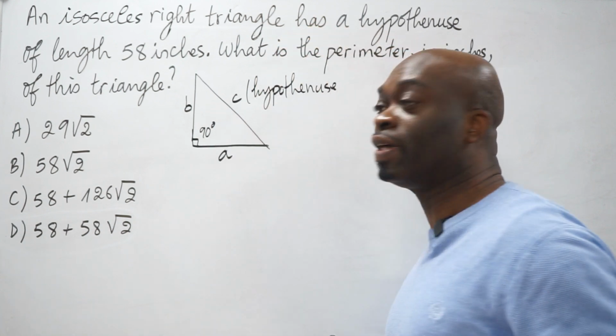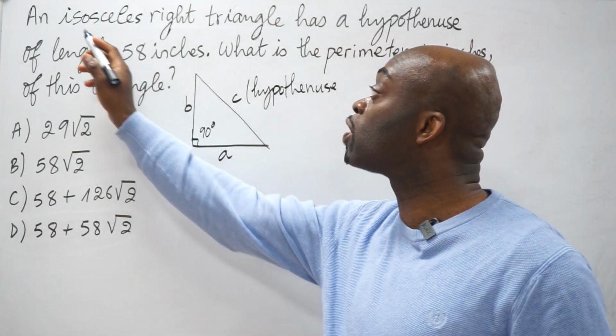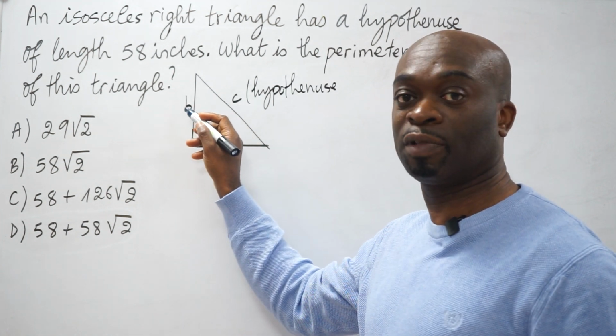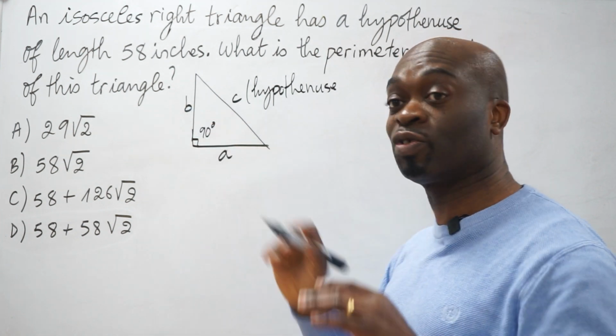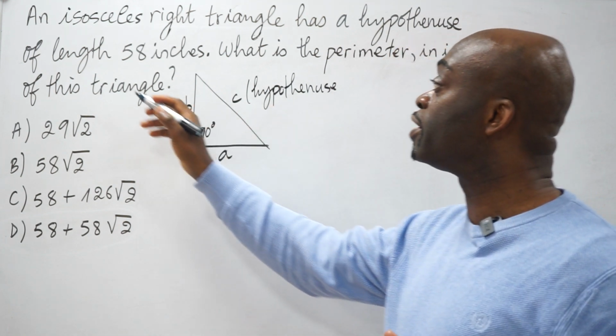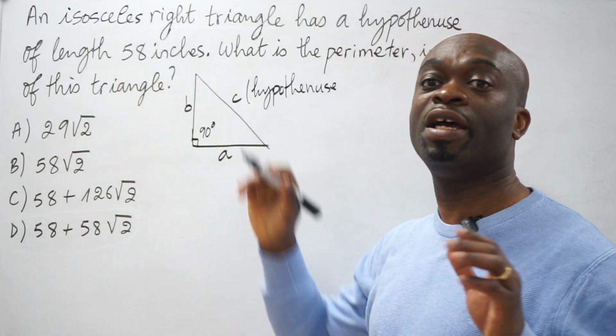The most important thing to keep in mind here is that when we talk about isosceles, we're talking about A being equal to B, all right? Which is not equal to C, so C is definitely different. So what else do we know? We know the hypotenuse length, which is 58 inches.